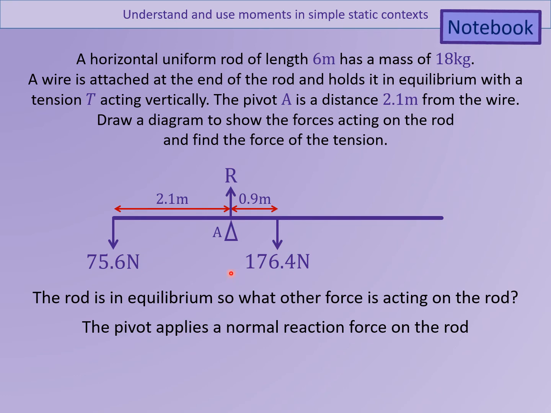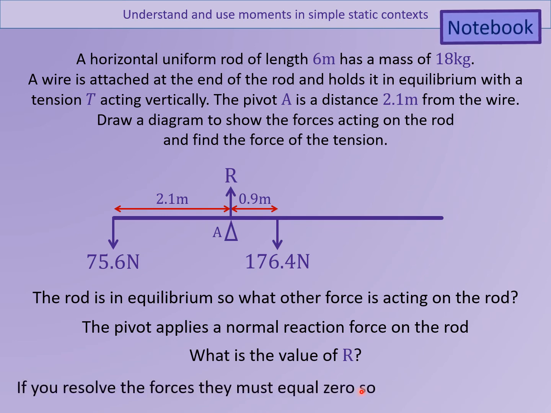Those two forces. But the situation is that it's not falling through the pivot and it's not flying up off the top of the board. So therefore, these two must be equal. So in this case, what is the value of R? It's going to be both of those two added together. So therefore, your R value will be 252 newtons.